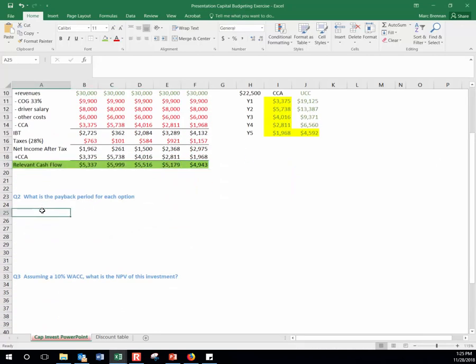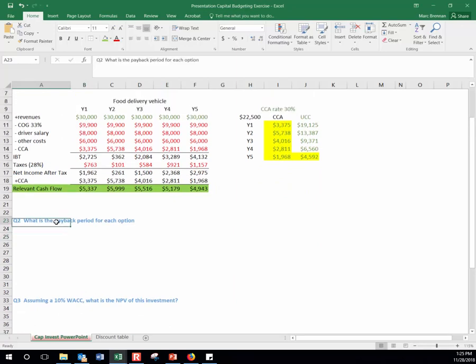So the next thing that we want to do is evaluate the payback period. Okay? So what is the payback period? Well, I want to see this delivery car, how long it's going to take. So we can write in year 1, year 2, year 3, year 4, year 5. These are the different years. Now at the beginning, this is worth $22,500.